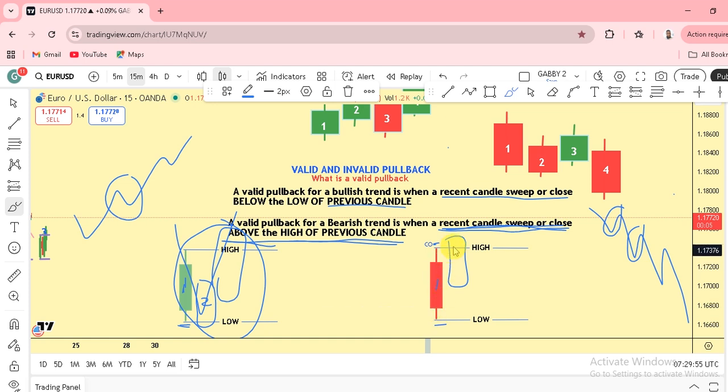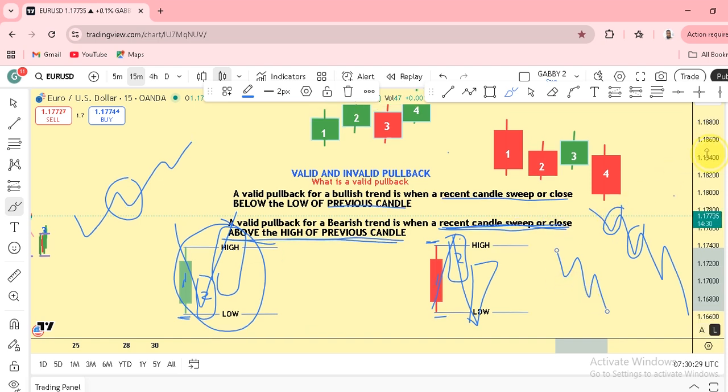So the moment this recent candle, which is maybe our candle two, closes above the high of this previous candle, we can now say we have a pullback like this. But the pullback is not confirmed until we close and continue the trend like this. So we can now say we have something like this, because I told you a bearish trend is lower lows, lower highs, lower lows, lower highs. So this is for the trend.